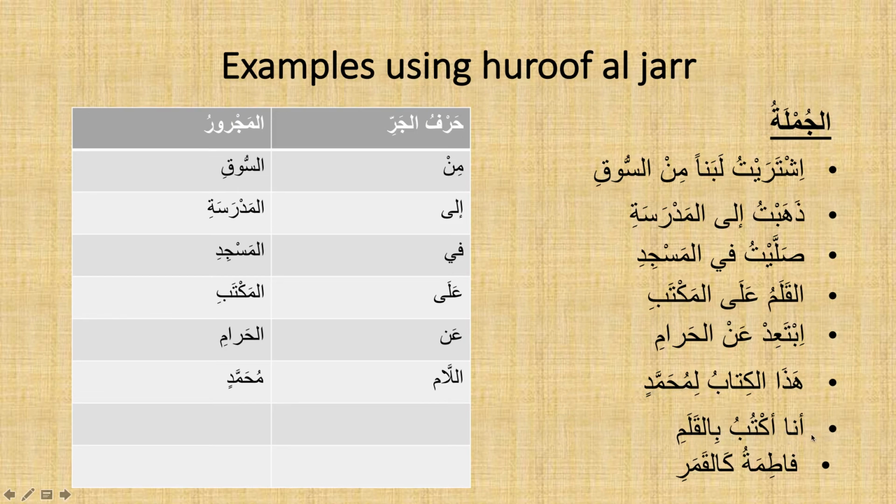So the next example. أنا أكتب بالقلم. I write with the pen. So the حرف الجر here will be الباء, and اسم المجرور will be القلم. And again, the ba is attached directly to the اسم المجرور. The final example. فاطمة كالقمر. Fatima is like the moon. So the حرف الجر here will be الكاف, and the اسم المجرور will be القمر. And again, the kaf is attached to the اسم المجرور in this example.